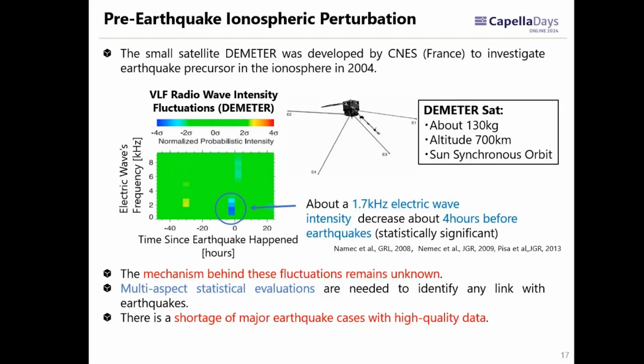In 2004, the small satellite Demeter was developed by CNES, the French institute, to investigate earthquake precursors in the ionosphere. The Demeter satellite is in this figure 1, and its mass is about 130 kilograms. Our satellite is actually 8 kilograms, so it is really small compared to this satellite. According to this research, the intensity of a 1.7 kilohertz electric wave decreases about 4 hours before earthquakes, and it is statistically significant.